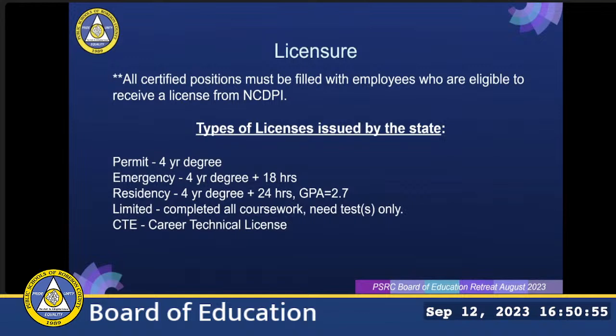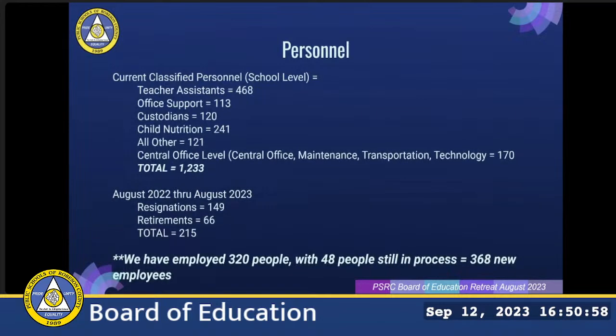Okay, next slide, please. I'll go over quickly the personnel, which is pretty much the same as what Ms. Erica has just gone over. Classified personnel totaling 1,233. This past year, August 22 through 23, our resignations 149, retirement 66, a total of 215. This information was based on August the 11th and 12th when the retreat was originally scheduled. At that time, we had employed 320 people with 48 still in process. At this time, those people have been processed, and there are additional people being processed.